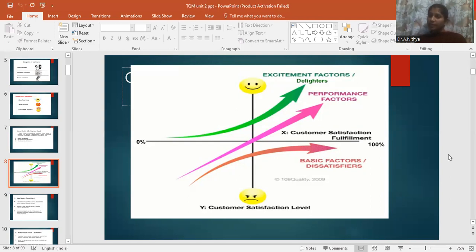Even the basic factors are not given, so how will their need be fulfilled and how will more than their expectation be given? Because of this only, customers leave and also become dissatisfied towards our company. So if we want to delight customers or make them happy, we should fulfill their needs and provide more than their expectation.